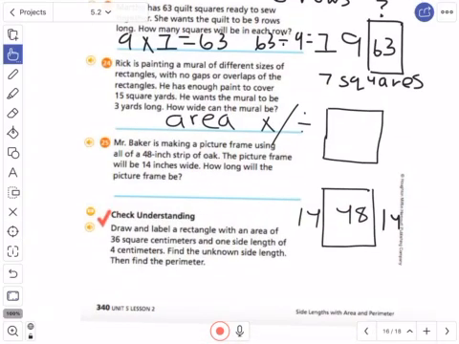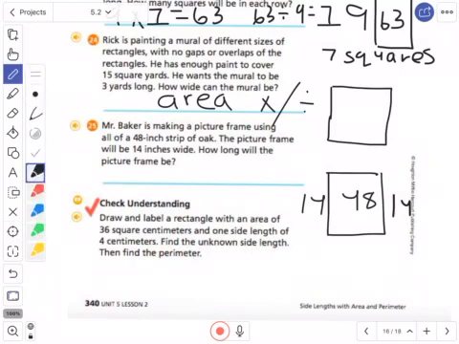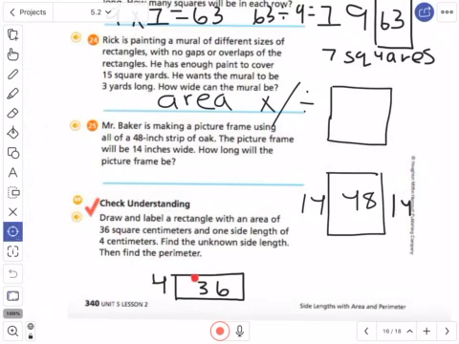Okay? Then you have your check for understanding question at the bottom. It says, draw and label a rectangle with an area of 36 square centimeters and one side length is 4. Find the unknown side length. Okay, so for that one, I'm going to draw my rectangle again here. It's 36 square centimeters, so 36 is the total. And one side is 4. Okay, we'll have to figure out what the other side is then. But then after you're done, you're going to have to find the perimeter. After you figure out your missing length for the area, then you can figure out what the other sides are to get perimeter. So that one you're going to have to figure out what is that side.